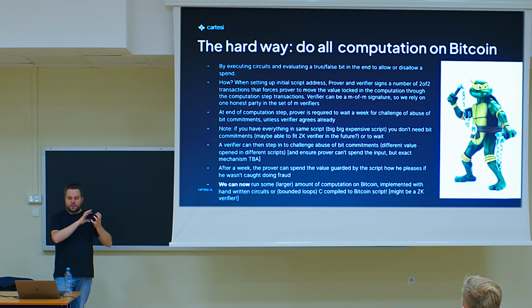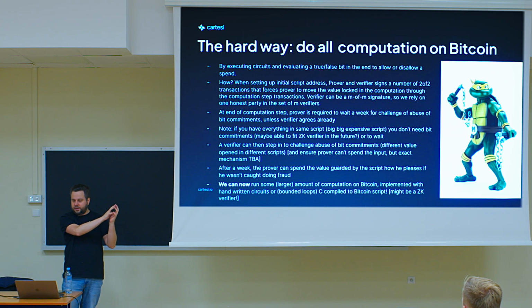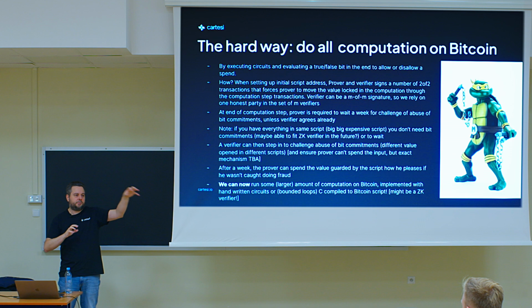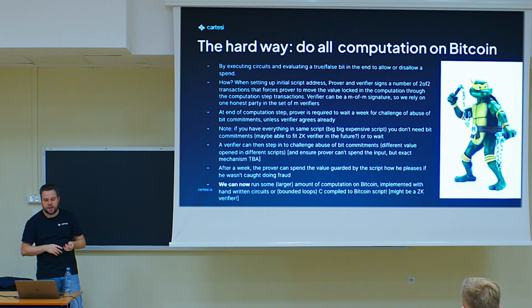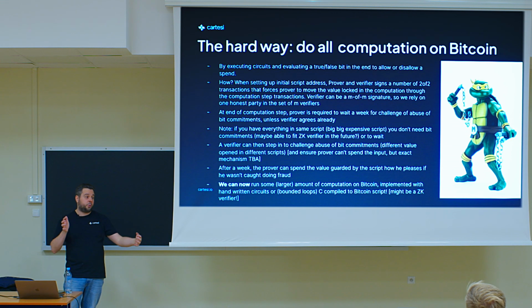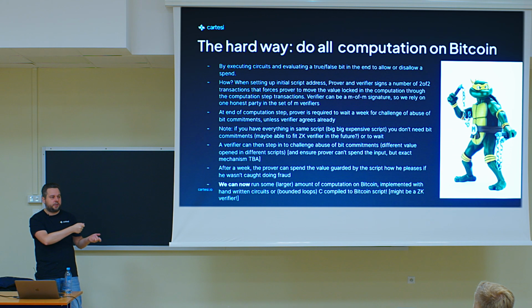When you're setting up the initial script address with the circuit in here, there is a prover and a verifier, and all the BitVM stuff is between a prover and a verifier right now. It might be extended to more than this, but right now it is what it is. Prover and verifier sign a number of 2-of-2 transactions that force the prover to move the value that's locked in the computation to the actual computation step transaction. So for example, you could have a string of circuit executions happening. The verifier can also not just be a single person, but also be a multisig. So we rely on there being one honest party that is forced not to go out and sign on his own so that the prover can do something else.